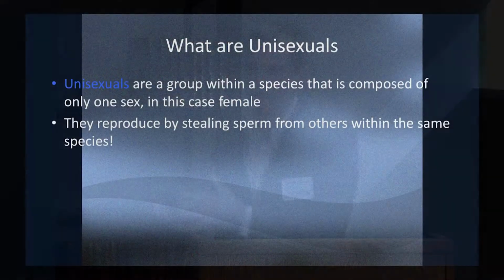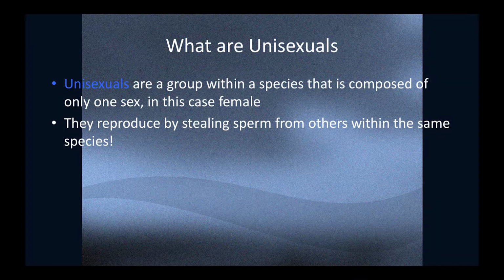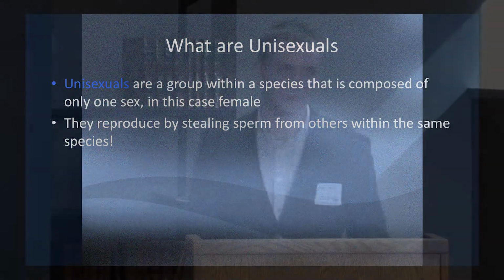Okay, so unisexuals are a group within a species that are composed of only one sex, so in this case females, and they reproduce by stealing sperm from other species. So that might seem kind of weird, like how can that happen? But I have some diagrams coming up that'll explain that. So the process for stealing sperm is called kleptogenesis, okay?